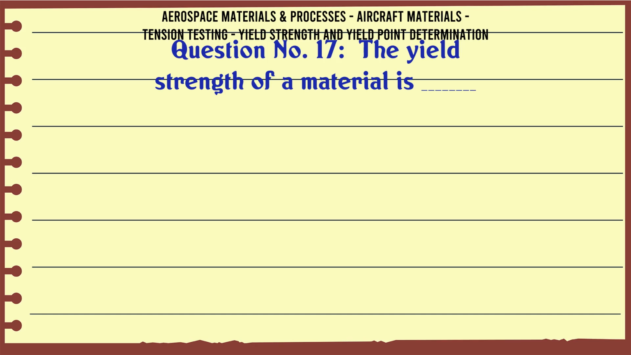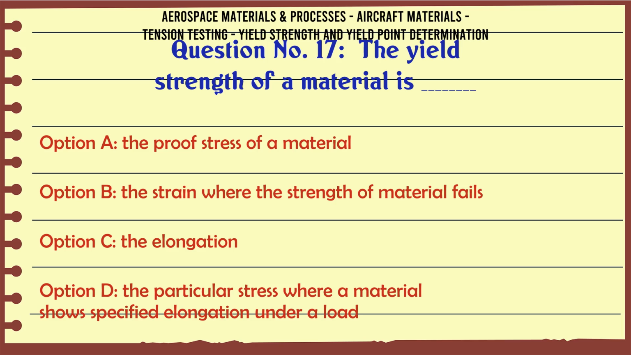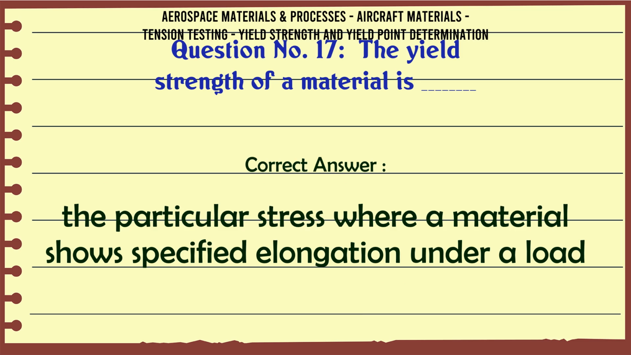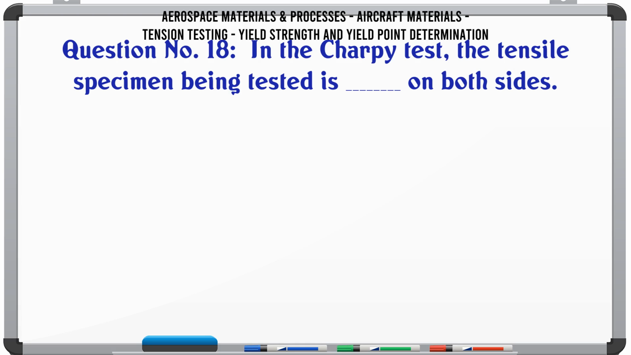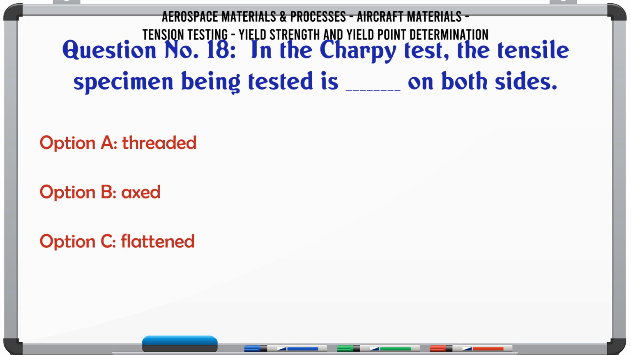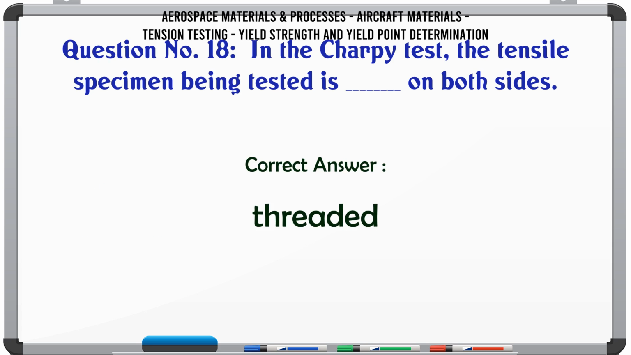The yield strength of a material is A. The proof stress of a material. B. The strain where the strength of material fails. C. The elongation. D. The particular stress where a material shows specified elongation under a load. The correct answer is the particular stress where a material shows specified elongation under a load. In the Charpy test, the tensile specimen being tested is on both sides. A. Threaded. B. Axed. C. Flattened. D. Heated. The correct answer is threaded.